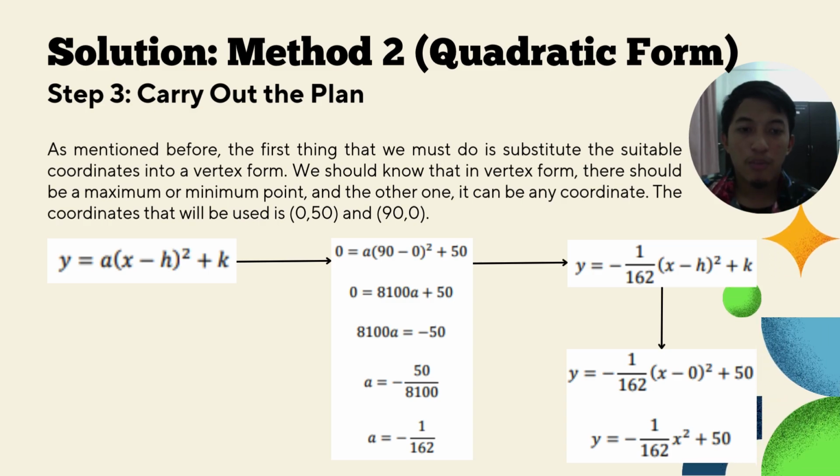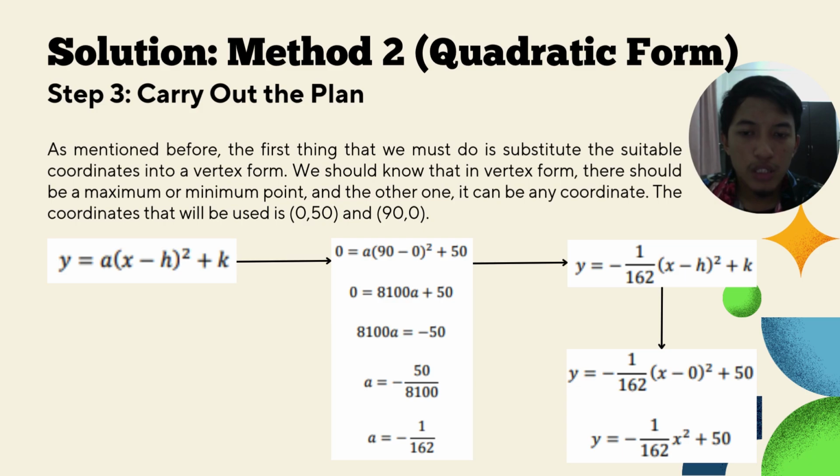Step number 3 from Polya is to carry out the plan. So, as mentioned before, the first thing that we must do is substitute the suitable coordinates into vertex form. So the vertex form is y equals a (x minus h) to the power of 2 plus k. So we insert the h and k with the vertex point, which is 0, 50.